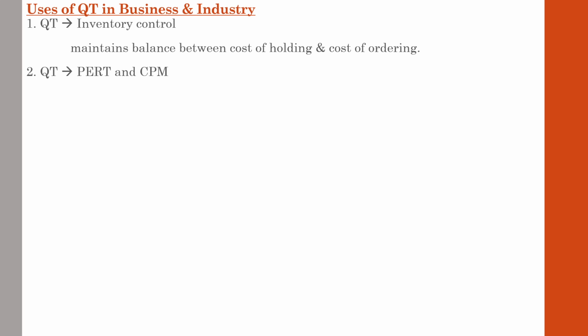Next one, QT includes PERT and CPM. PERT means program evaluation and review technique, and CPM means critical path method. We have learned these two techniques under network programming. The QT techniques of PERT and CPM help in determining the earliest and the latest time for the events and the activities of a project so as to enable the management to deploy resources properly. We have discussed this network programming previously.